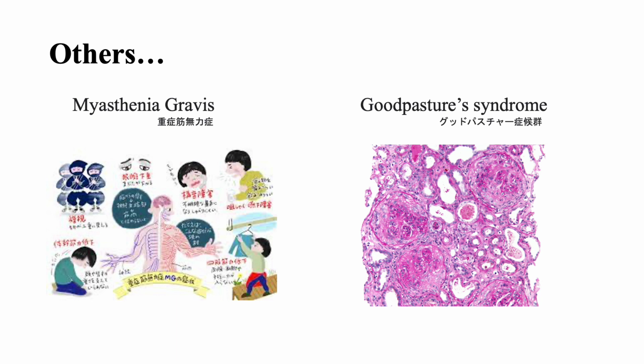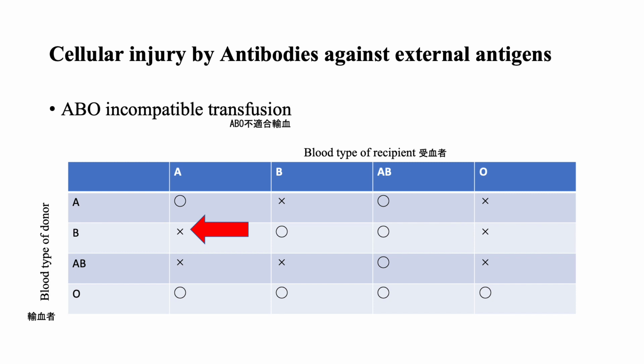Other cellular disorders caused by autoantibodies include Goodpasture syndrome, myasthenia gravis, etc. The following section describes cytotoxicity caused by antibodies to foreign antigens. An example is ABO incompatible blood transfusion.